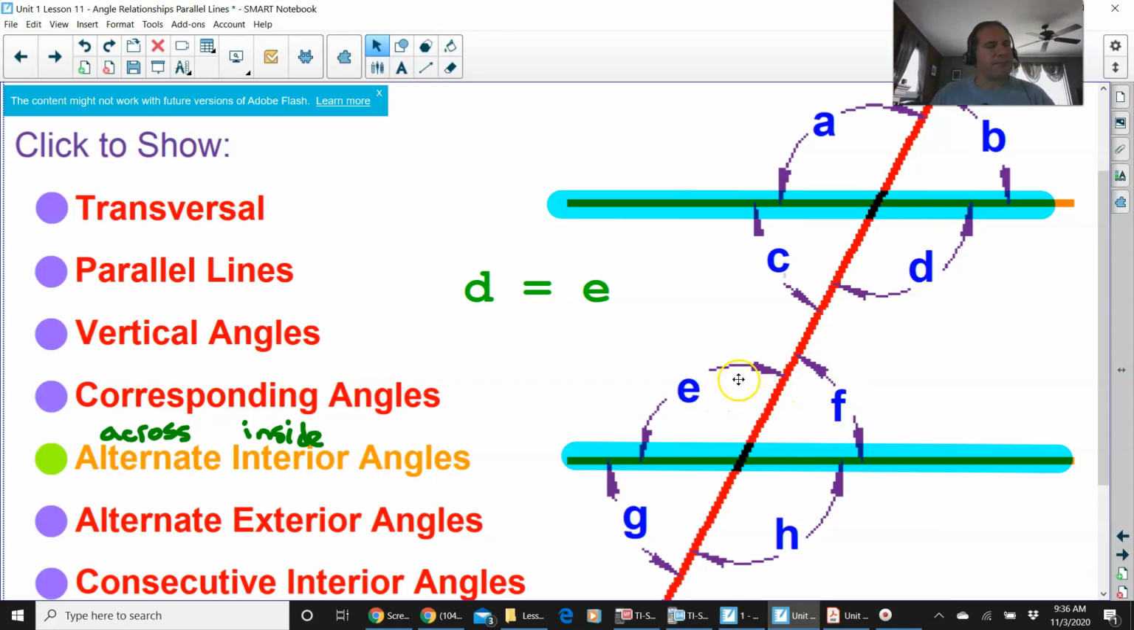D and E, both obtuse angles, congruent to each other. So I'll click those again. C and F and D and E.